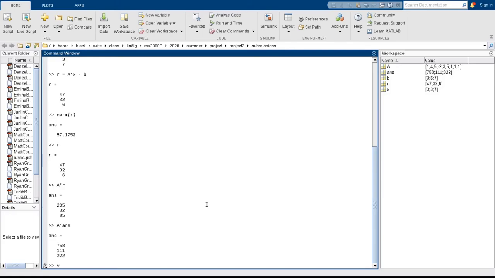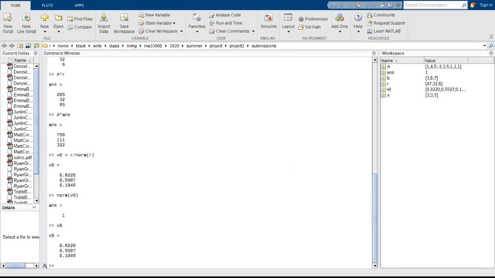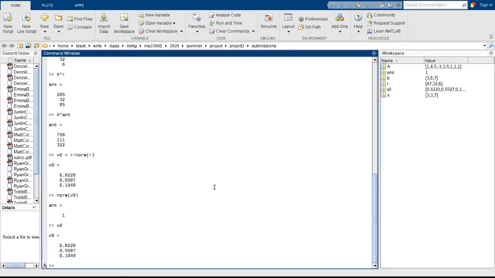My initial vector, V0, is going to be the vector R, which is my residual, but I have to divide by its length. So there's my initial V0. That's basically R divided by its length. If I take the length of that vector, it's 1. So V0 is my initial vector there. Now I'm going to need to figure out my next vector. We'll call it V1. V1 is going to be A times V0.